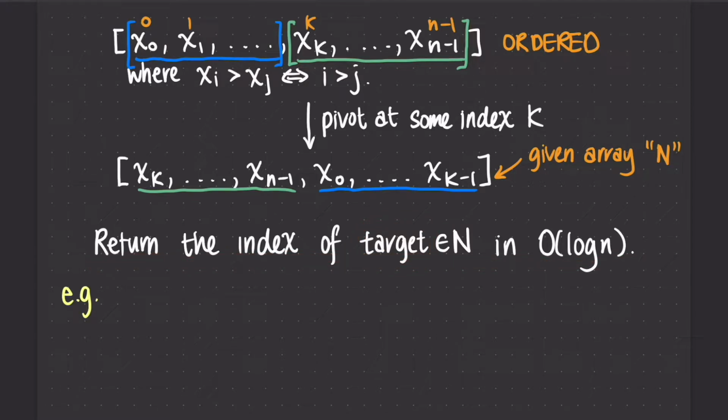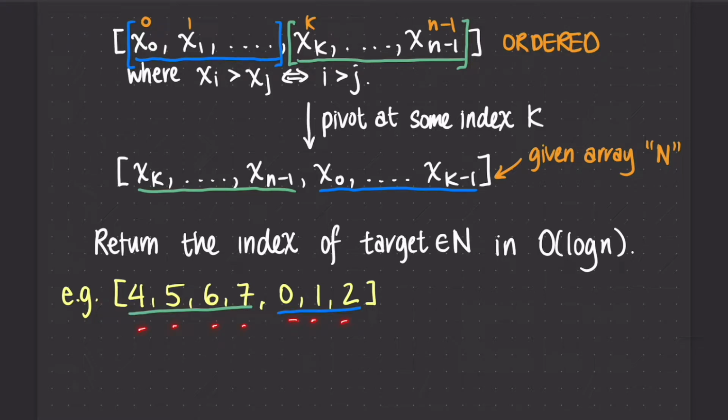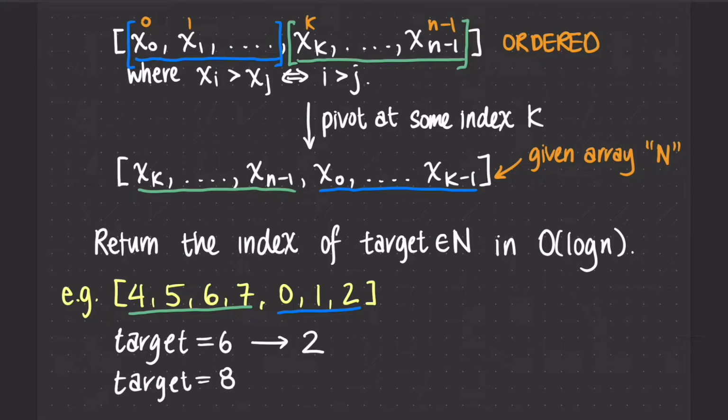Here's an example. As you can see, the original array being 0, 1, 2, 4, 5, 6, 7 has been pivoted around 4, giving us the new array of 4, 5, 6, 7, and 0, 1, 2. If the target exists in this array n, we simply return its index. If the target doesn't exist in our n, we simply return -1.